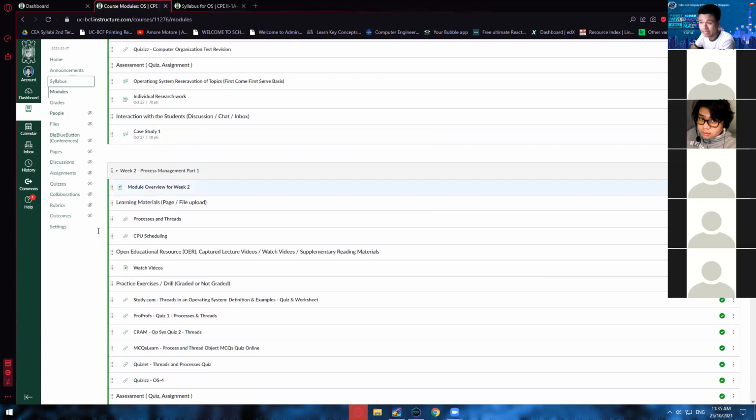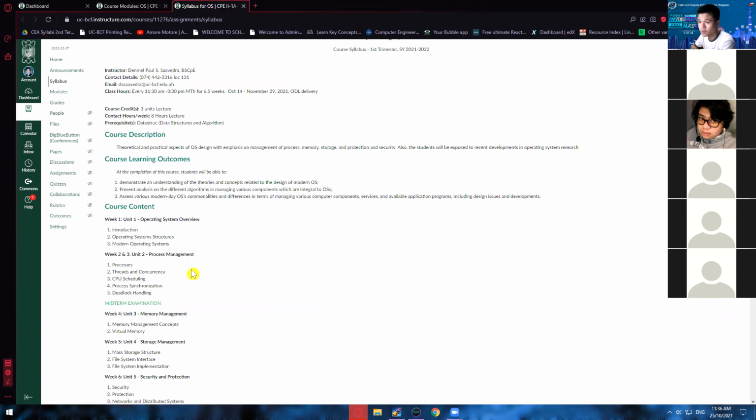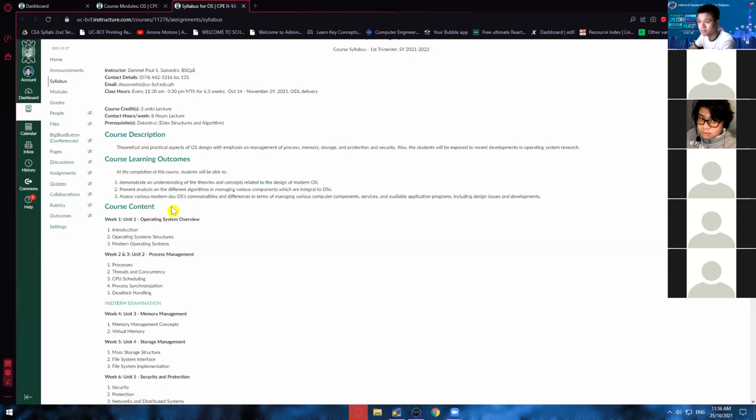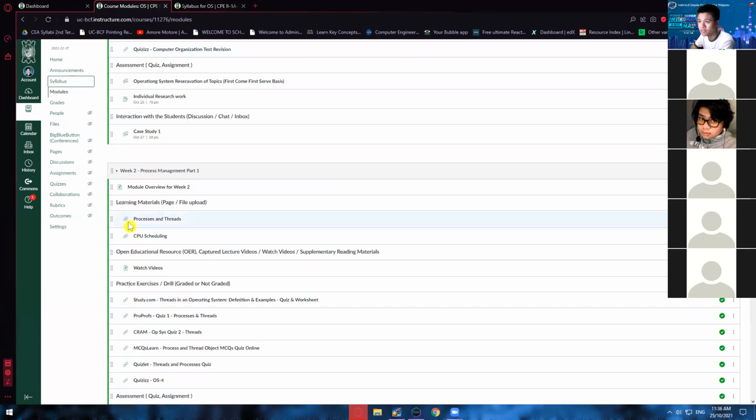So what the instructor did here is divide it into two parts. For week 2, that's process management part 1, which is composed of two modules. We have the processes and threads, which is actually topic 1 and topic 2 already, in this one module right here. And then CPU scheduling is this one. So week 2 is composed of three subtopics, with two of them merged into one. That's why we only have two modules in total for week number 2.